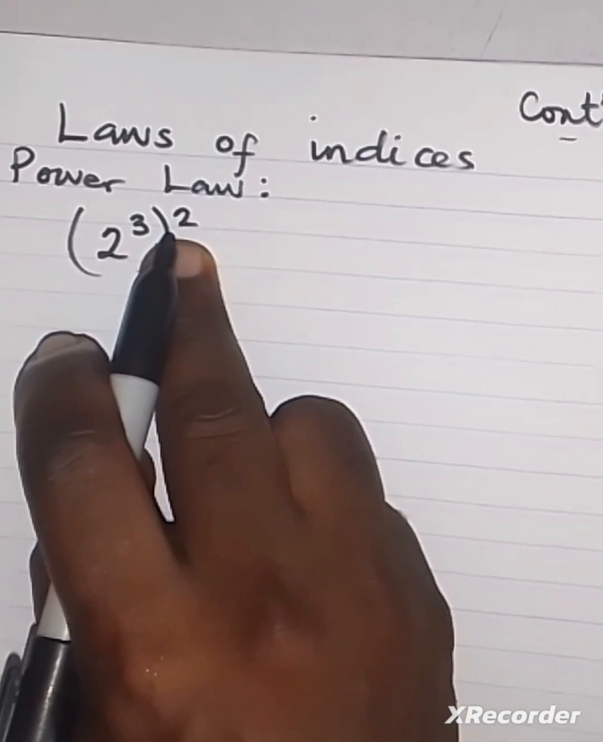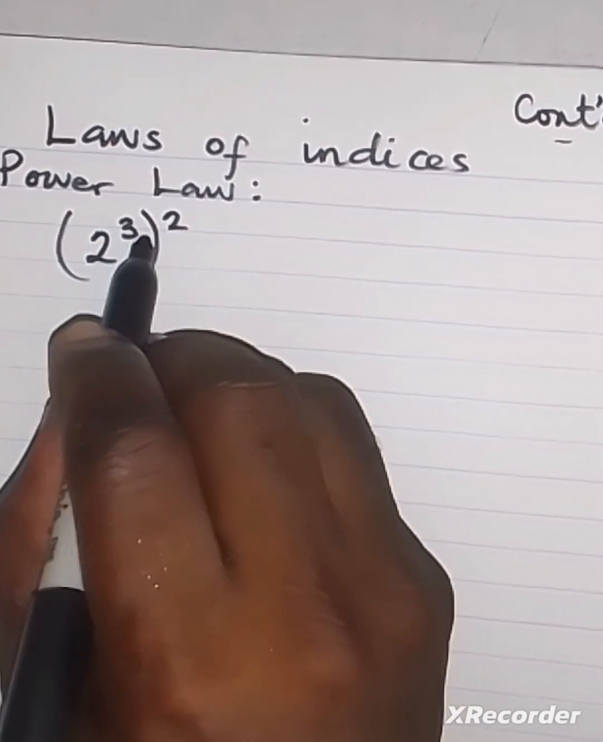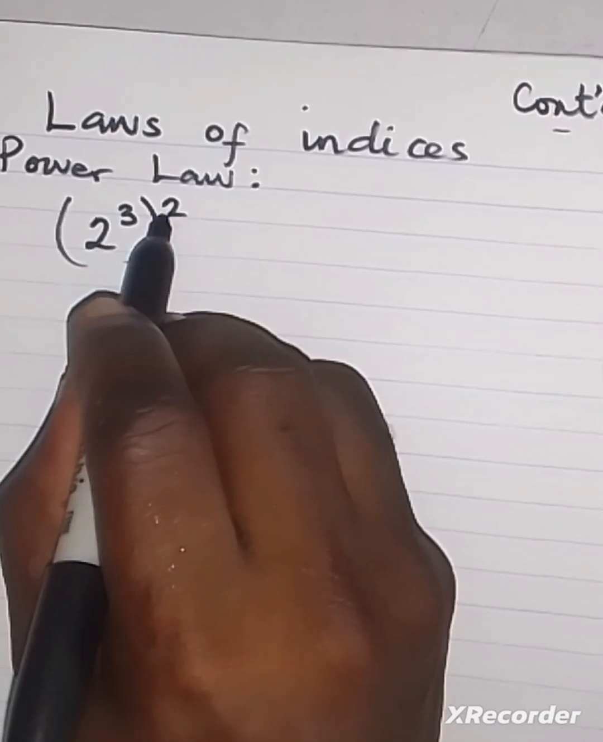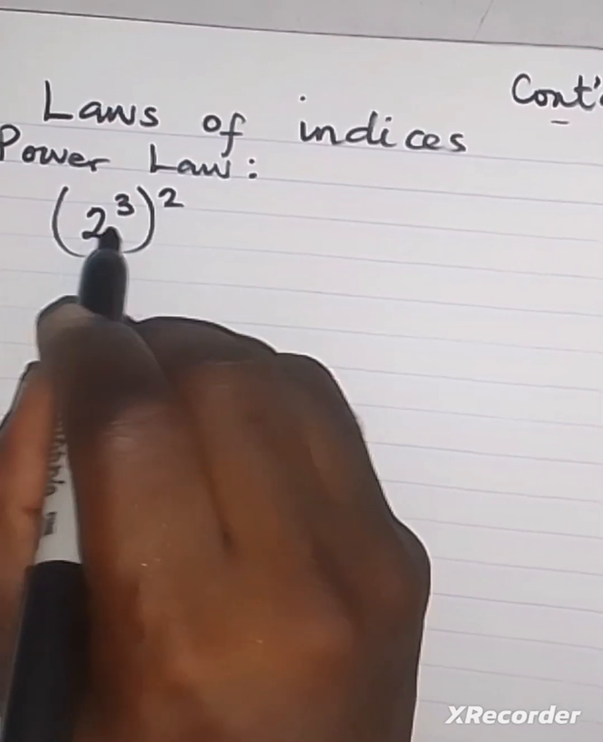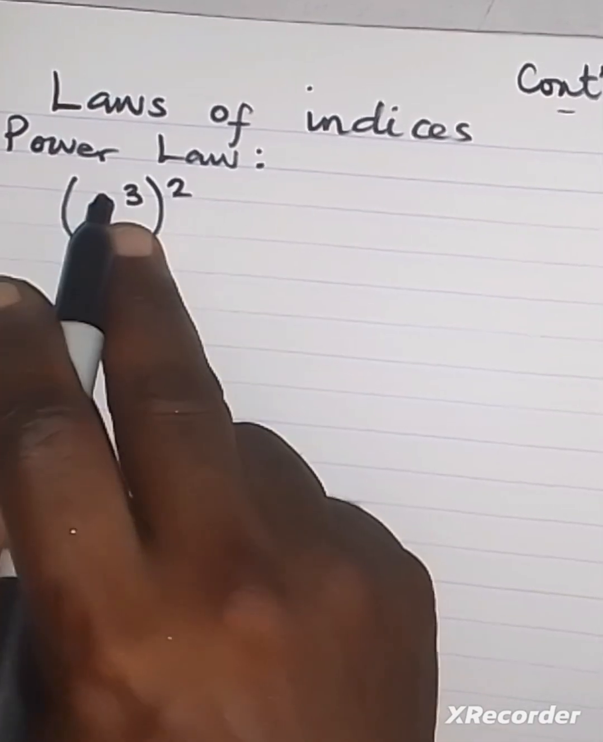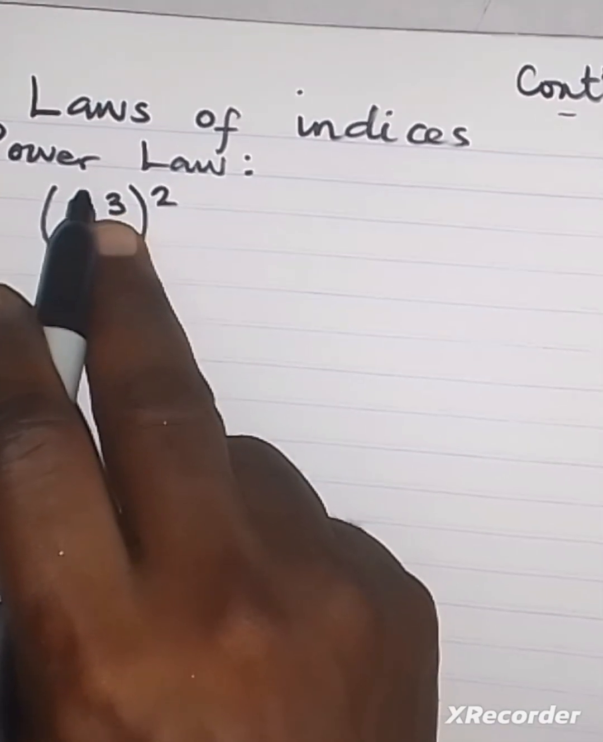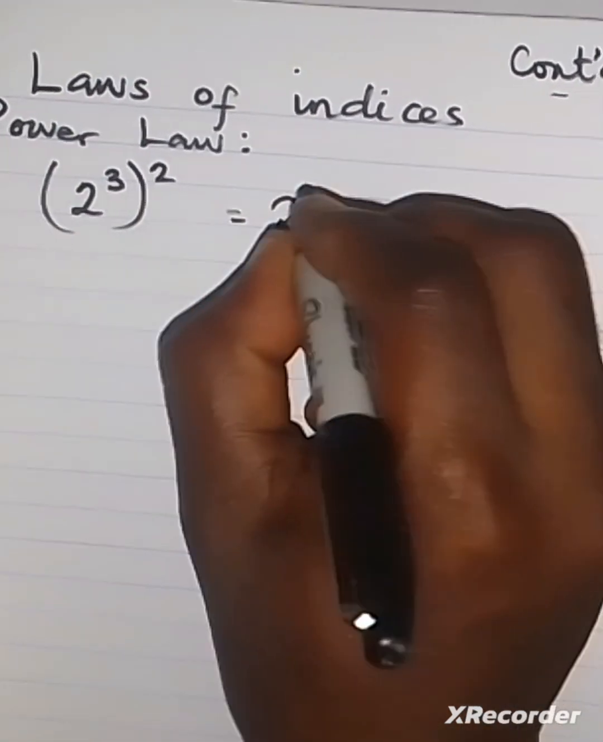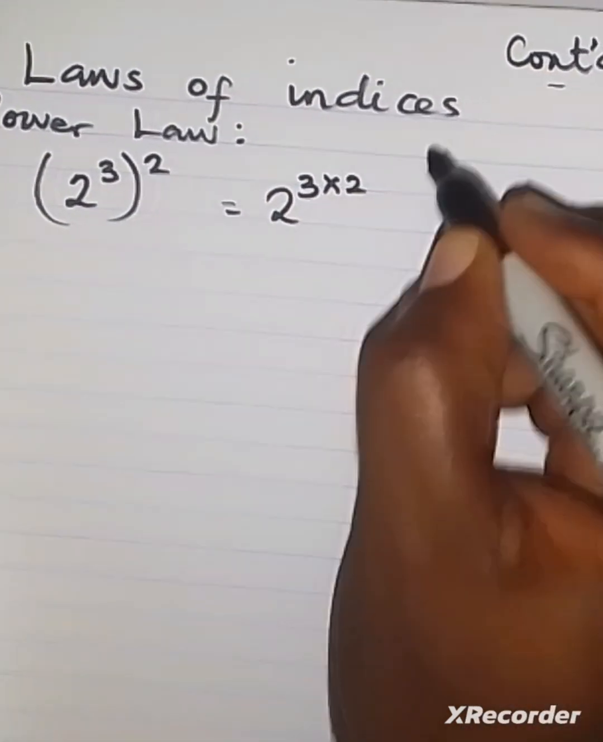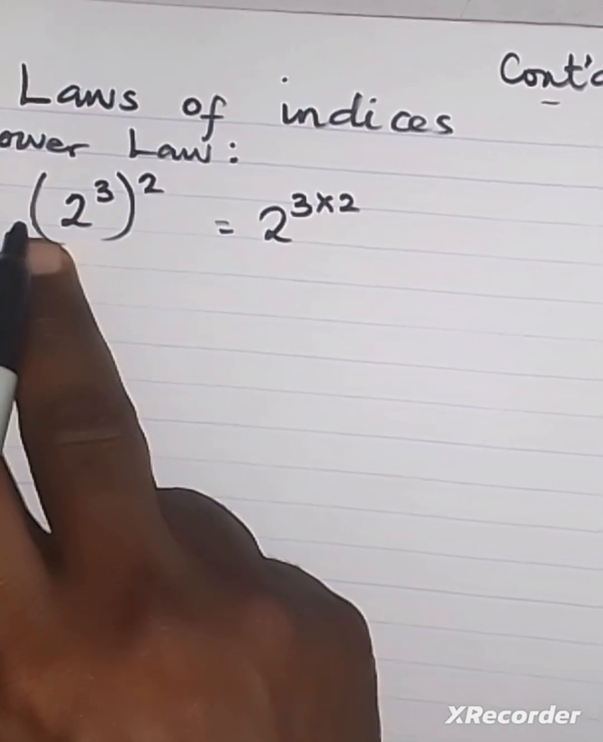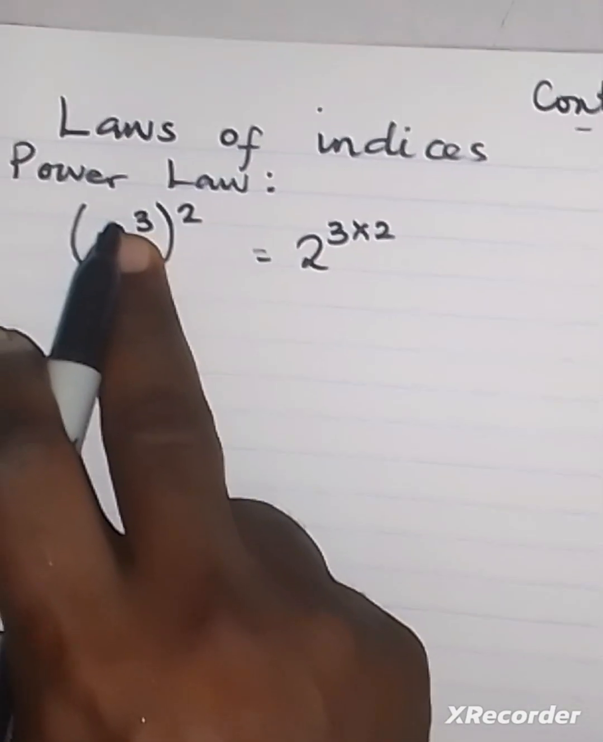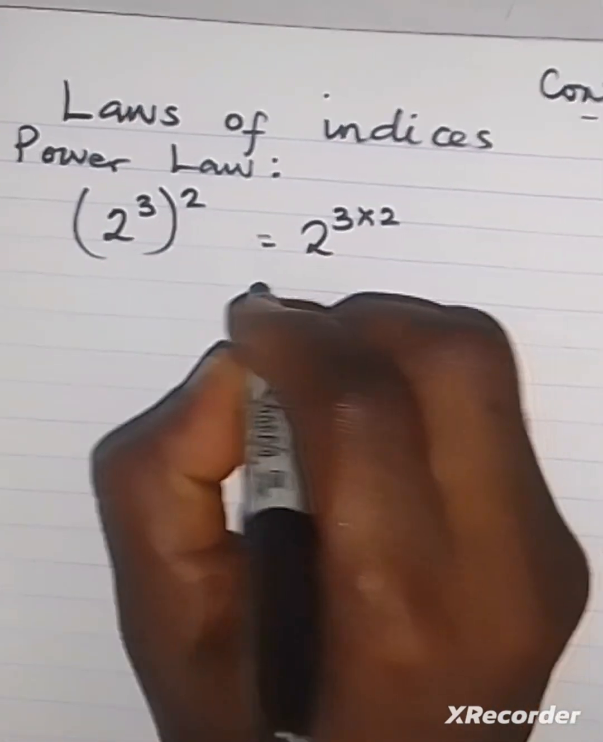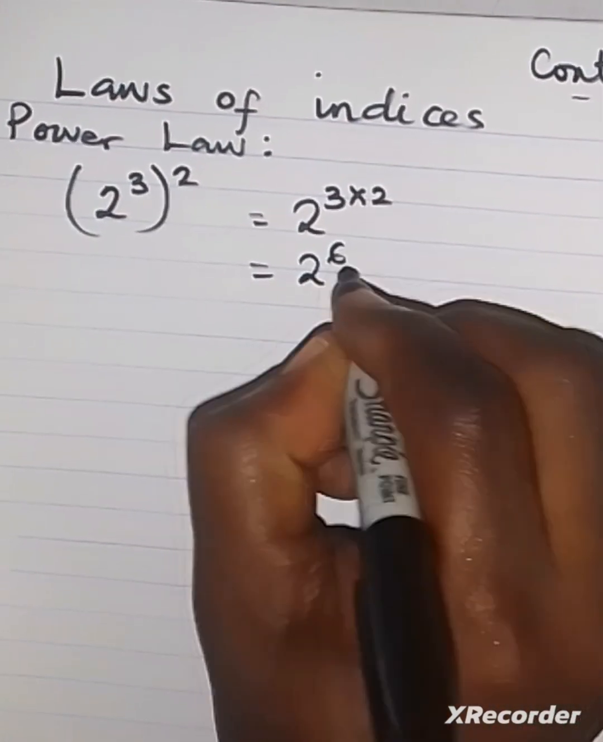What you do now is, because there's a bracket here and this number is raised to another number, you multiply this by this. The bracket is standing as a multiplication sign between this and this. So you say 2 raised to power 3 times 2, which will give us 2 raised to power 6.